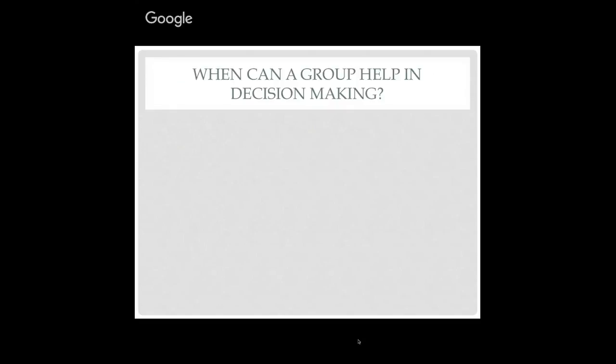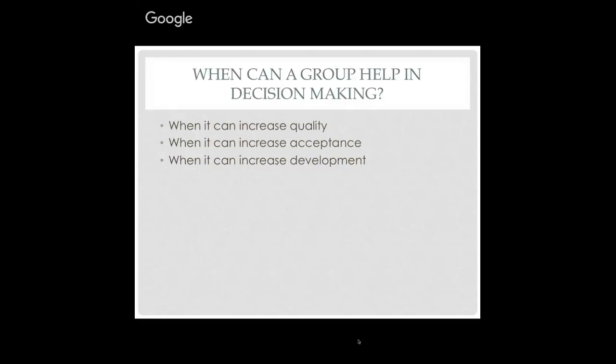Because we know there are so many disadvantages of group decision making, yes, there are advantages, but also an equal number of disadvantages. When can a group help in making decisions? Especially, very importantly, when you need a high quality decision, when you need the decision to be accepted by everyone, so it makes the buy-in really easy, and when the decision can increase development. Those are the three situations when you really need to think about and use group decision making, when you want a high quality, accepted decision that leads to development.